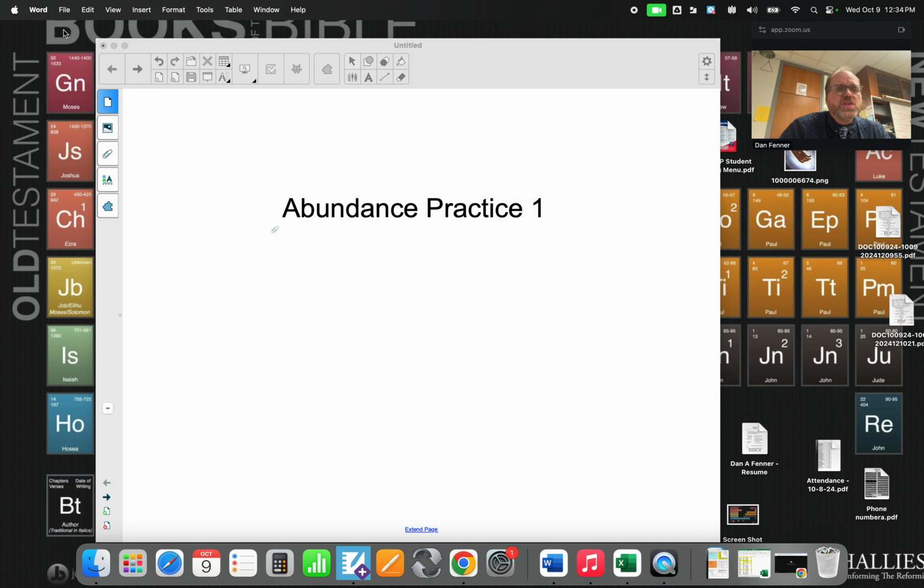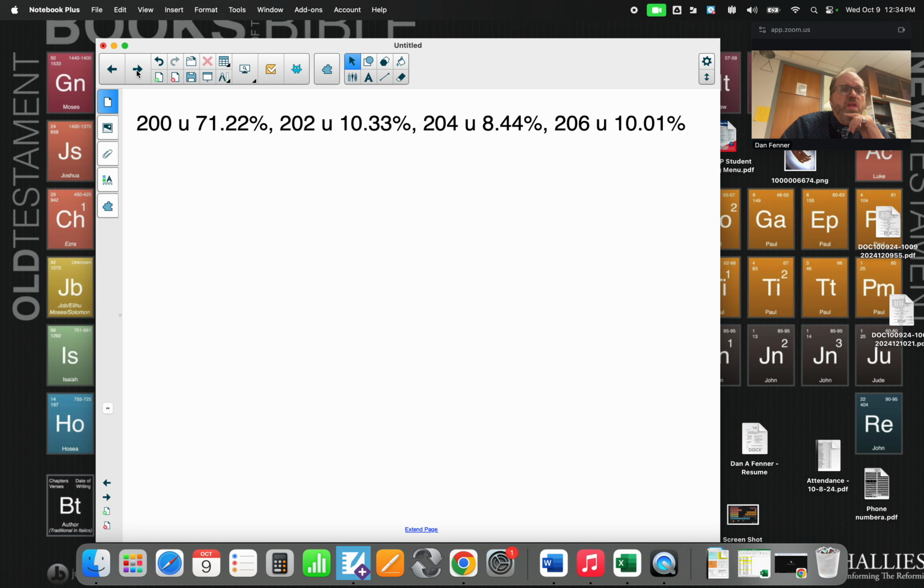All right, so let's go through and do one of each of those to make sure that we have them understood pretty well. So let's do this one right here. I have 200U at 71.22%. I have 202U at 10.33%. I have 204U at 8.44%. 206U at 10.01%. Remember, my numbers should range between 200 and 206. Shouldn't be lower than 200U, shouldn't be more than 206U.